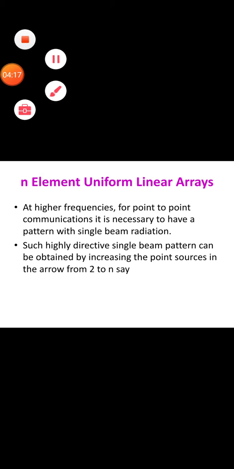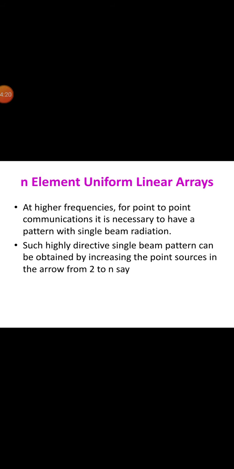Now let us see the next case, that is n element uniform linear arrays. At higher frequencies, for point-to-point communications, it is necessary to have a pattern with single beam radiation. Such a highly directive single beam pattern can be obtained by increasing the point sources in the array from 2 to n, say. An array of n elements is said to be linear if all the individual elements are spaced equally along a line. An array is said to be uniform if the elements in the array are fed with currents of equal magnitude and with uniform progressive phase shift along the line.